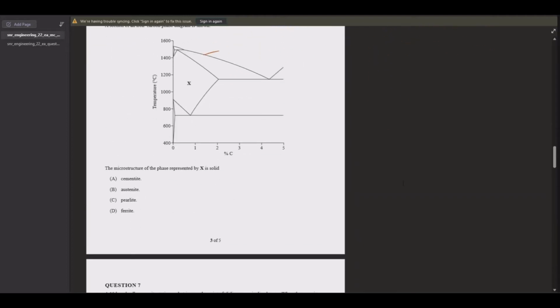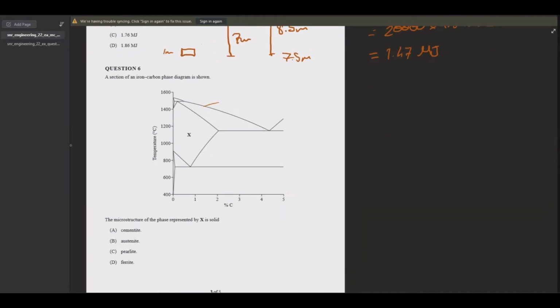Carbon phase diagram. Okay. So, this is just knowing what phases are in each section. So in this section here, first of all, austenite does not exist below the eutectoid temperature. So this is only going to be ferrite and cementite on the lower side of the eutectoid temperature. Whereas in this region here, below the eutectic temperature, we're going to see austenite and cementite.